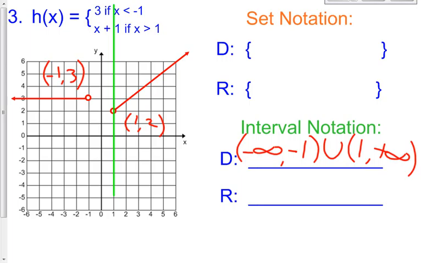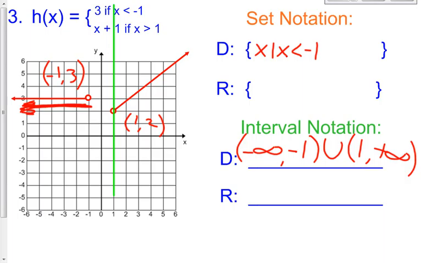How do we explain that in set notation? We say x such that, and now we know that x is everything left of -1. It is left of -1, so that means it's less than it. x such that x is less than -1. It's not less than or equal to, it is just less than -1.